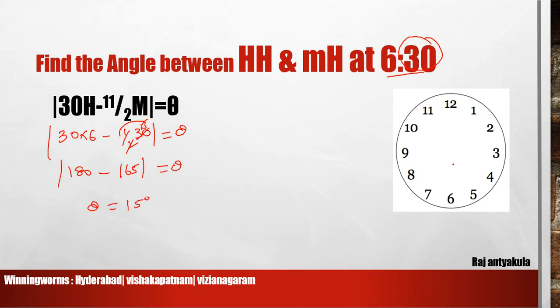In visualization, how will you do it? At 6:30, the minute hand will be at 6, and the hour hand should be at 6, but in 30 minutes, the hour hand will cover certain degrees. Per minute, the hour hand covers half a degree. In 30 minutes, it will cover 30 by 2, which is equal to 15 degrees.